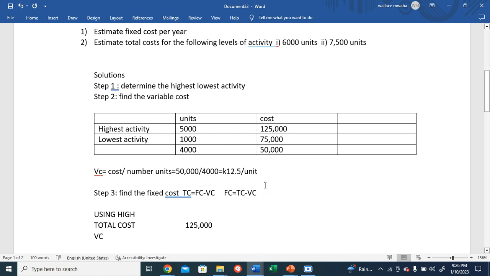Total cost using the high is 125,000. For our variable cost, since we produced 5,000 units, we multiply 12.5 kwacha per unit by 5,000 units.